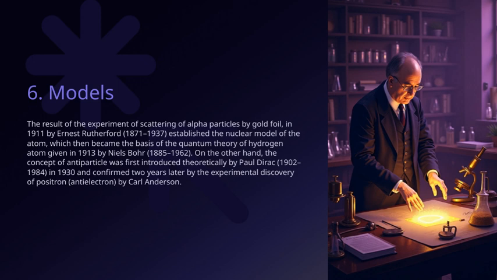Building on Rutherford's work, in 1913, Niels Bohr introduced the quantum theory of the hydrogen atom. He proposed that electrons orbit the nucleus in specific, quantized energy levels. This model explained spectral lines and earned a lot of support for the idea that energy levels are discrete.